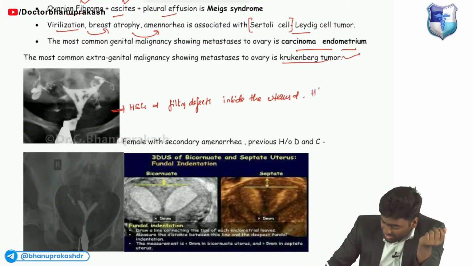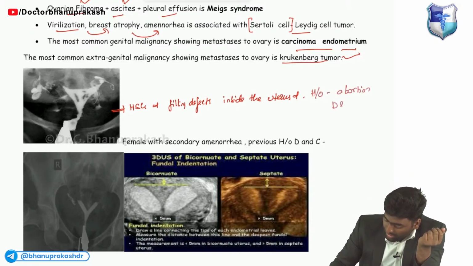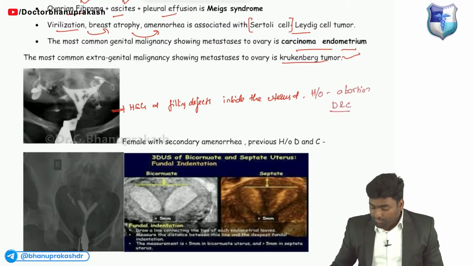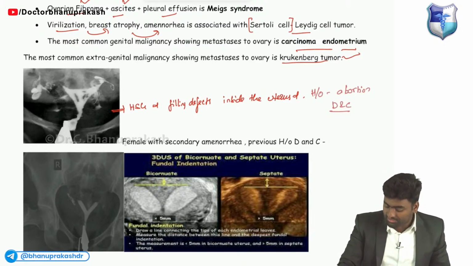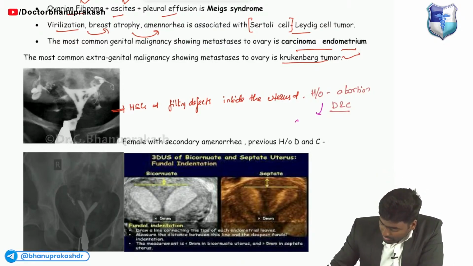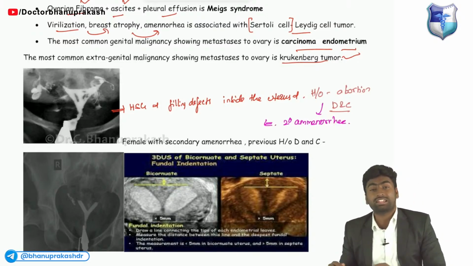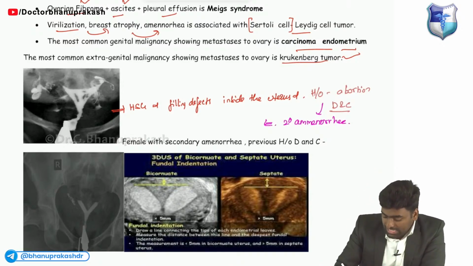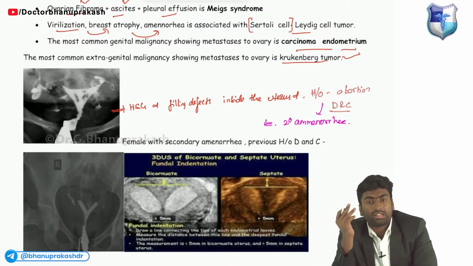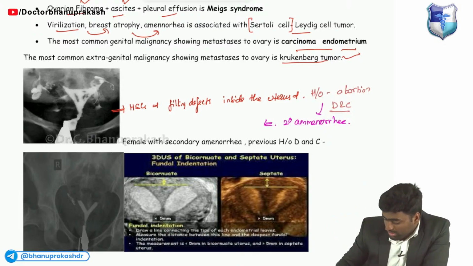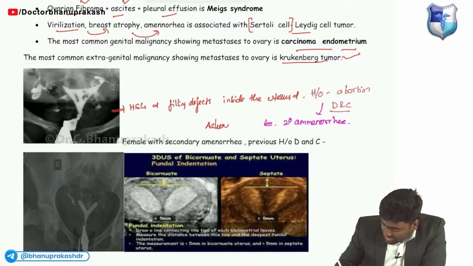And in the history, there is a history of abortion, and she has undergone dilatation and curettage. After which she is experiencing a feature of amenorrhea, which is secondary amenorrhea. So what is the disease you will think of, guys? You will think of this. This leads to the formation of adhesions in the uterus, which is known as Asherman syndrome.